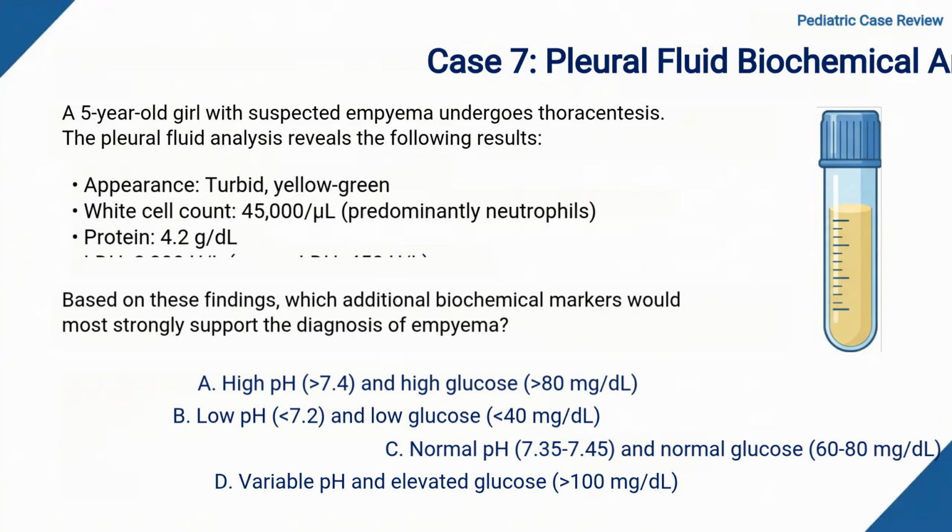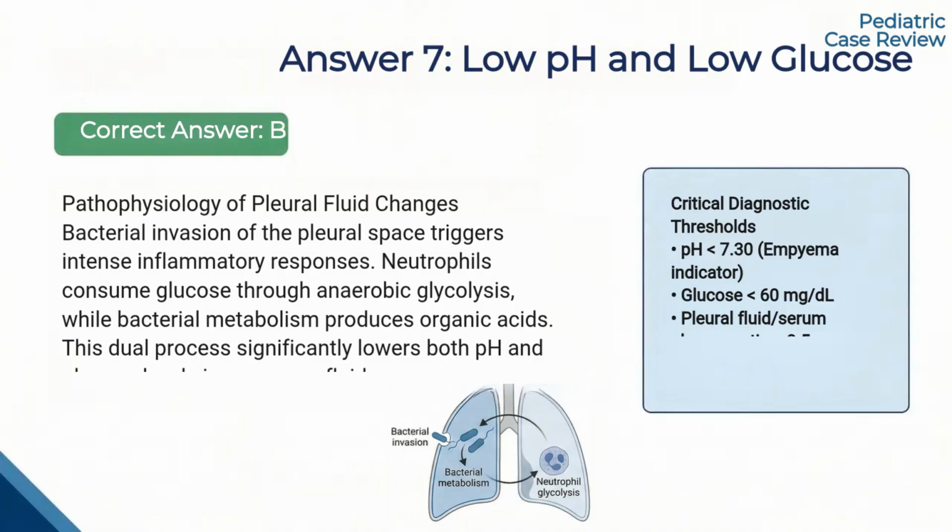Option D, variable pH and elevated glucose greater than 100 mg per deciliter. The correct answer is option B, low pH below 7.2 and low glucose below 40 mg per deciliter. The pathophysiology explains why both values fall in empyema.